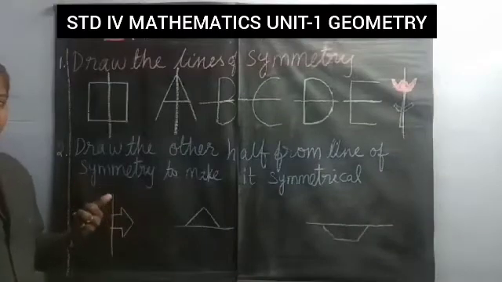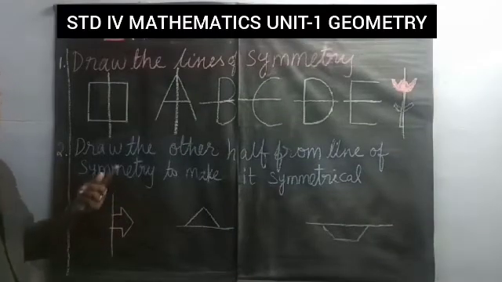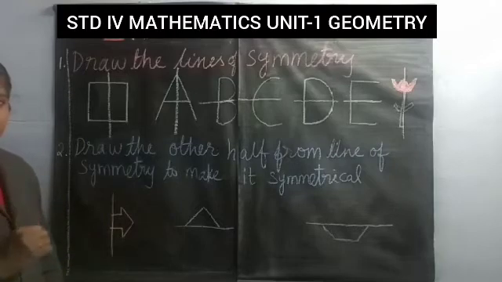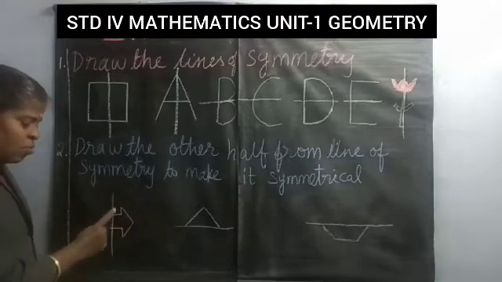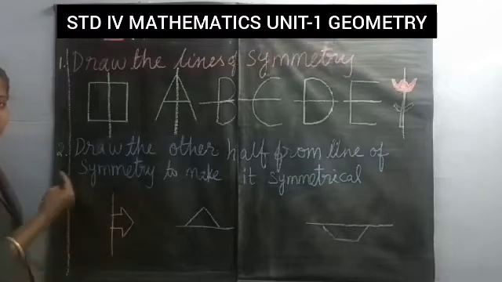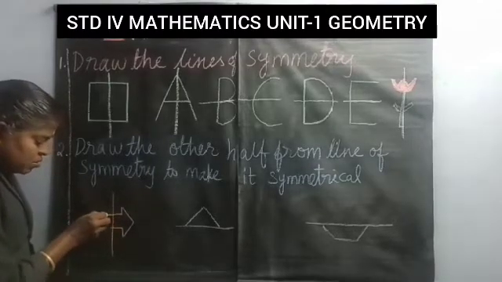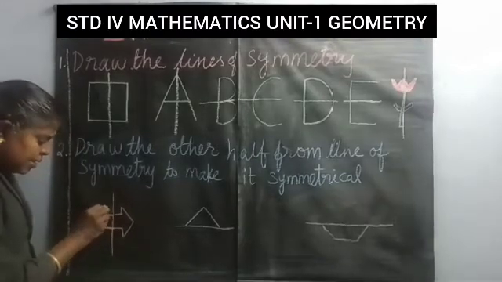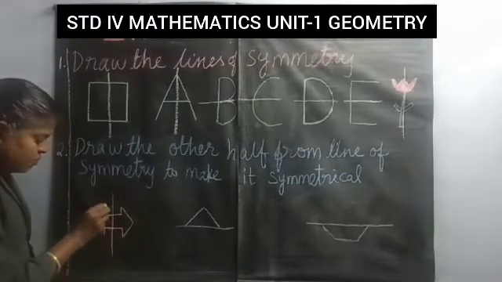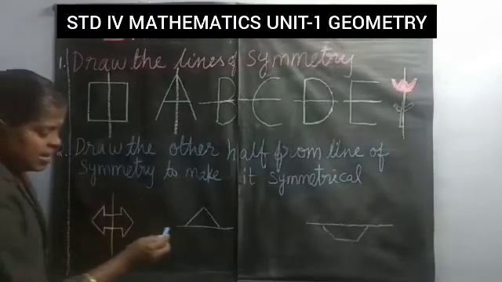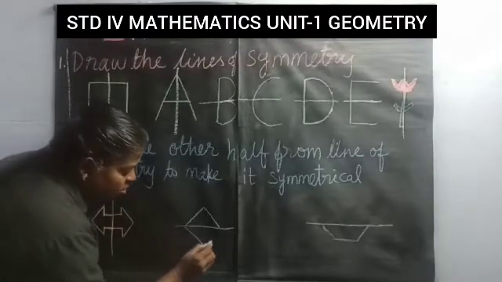Draw the other half from the line of symmetry to make it symmetrical. What is a symmetrical shape? A shape that can be divided into two equal halves is called symmetrical. So here one half is given. We have to draw another half. Look at here. First, next, equally we have to draw the shapes. Here the given triangle. So next, another part.